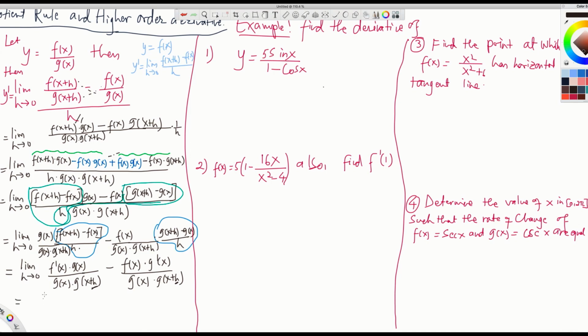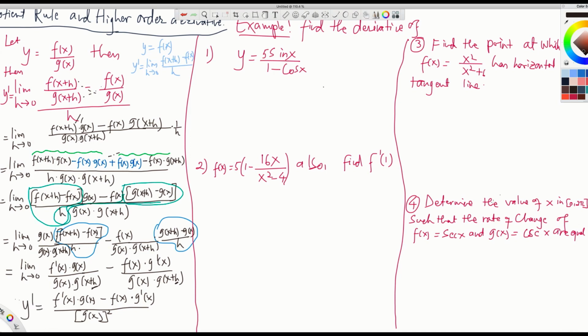So you will see like this. And then since both of the denominators are the same, I am just writing a single denominator. So I will write f prime of x times g of x minus f of x times g prime of x divided by g of x square. So this is the formula for y prime, the formula for the derivative of f over g. So you can write y prime equals to that.